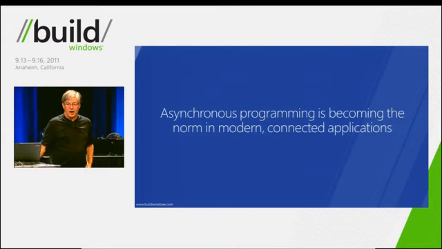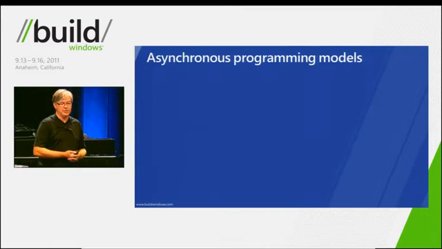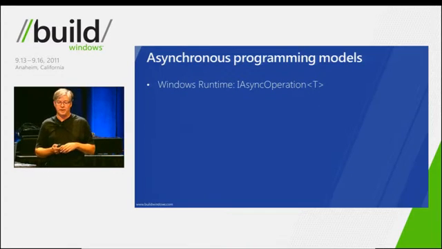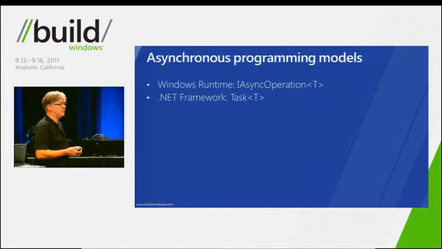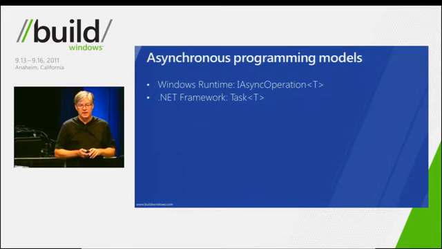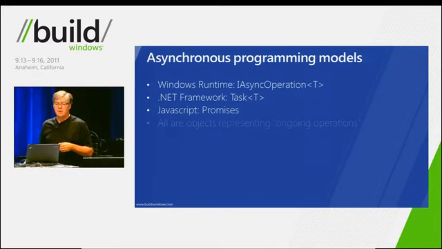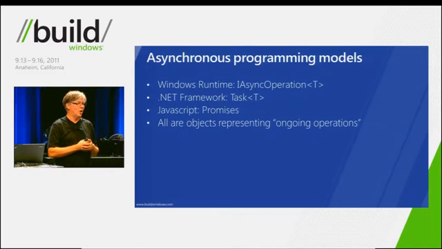We have multiple ways of looking at asynchrony. Indeed, in .NET, we've had multiple. In the Windows runtime, asynchronous operations are represented with an interface called IAsyncOperation of T. In the framework, we use the Task of T class that was introduced in .NET 4.0. JavaScript uses promises. Common to all of them is that they are objects that represent ongoing operations.